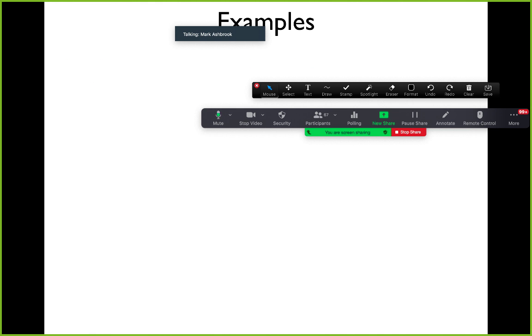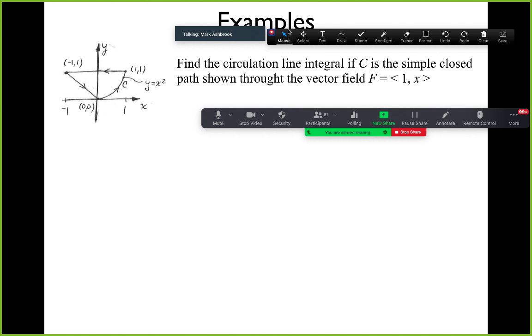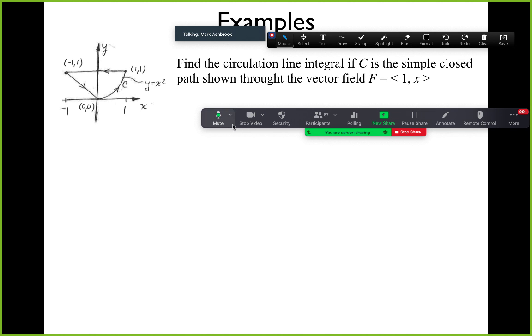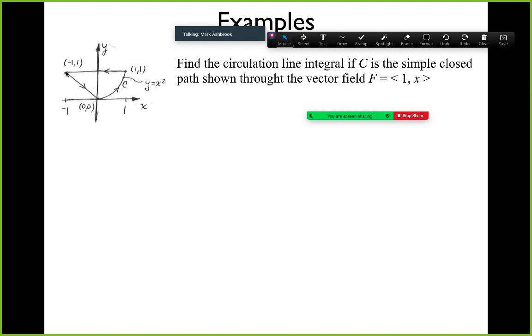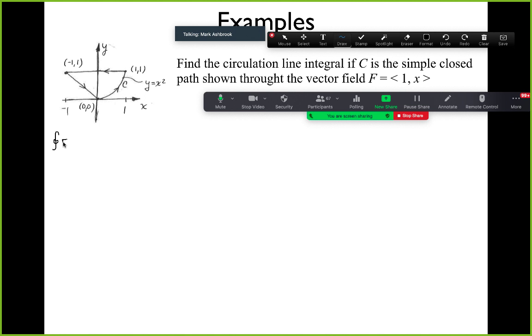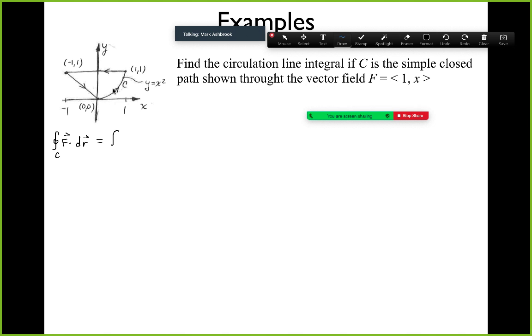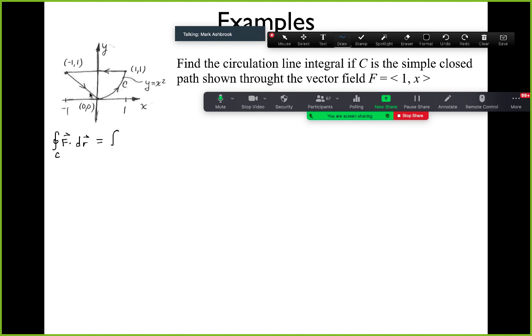Next example is to find the circulation if C is this simple closed loop shown, right? On this parabola to (1, 1), across horizontally to (-1, 1), and back down to the origin. So doing that circulation integral would consist of what? Three integrals. Again, we got to sum up. We got three pieces, right? Got a parabolic path, a horizontal path, a diagonal path.